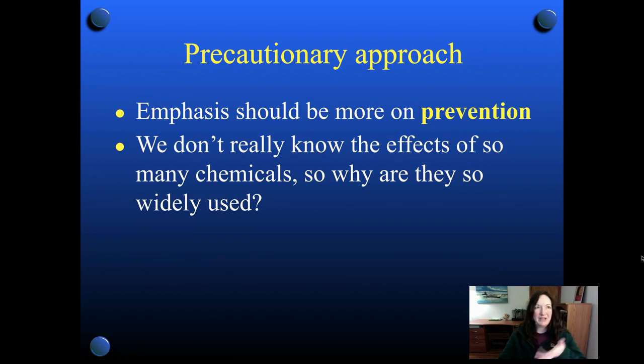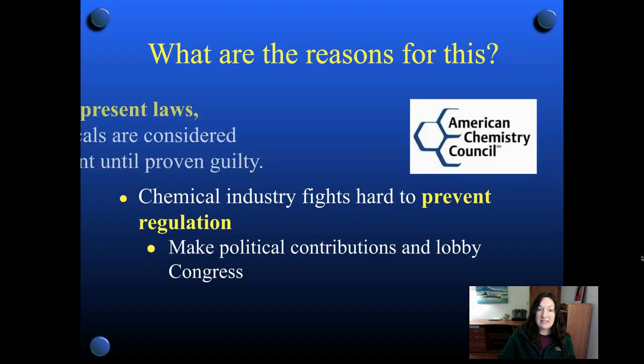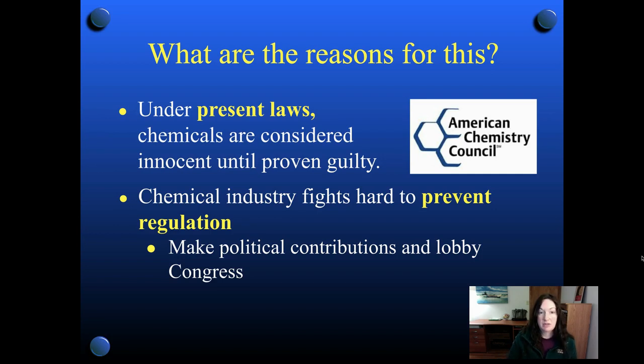So why do we still have them so widely used and available to us? Part of the reason is that under our present laws, chemicals are considered innocent until proven guilty, much like people are considered innocent until proven guilty. Companies in the chemical industry fight really hard to prevent regulation. I have the symbol for the American Chemistry Council, which is a lobbying organization that lobbies Congress people, or basically pays them. Bribes them, if you will, so that they don't pass laws that will regulate chemical safety. And so, unfortunately, that's the way our political system is.